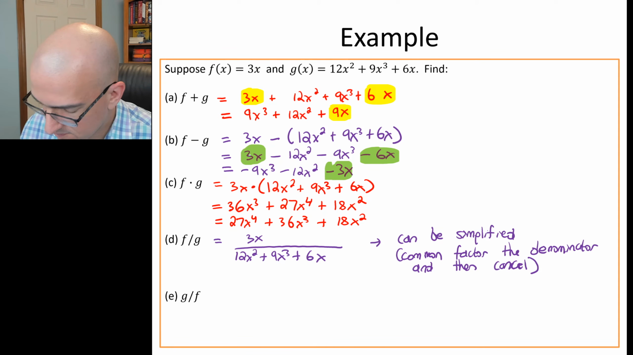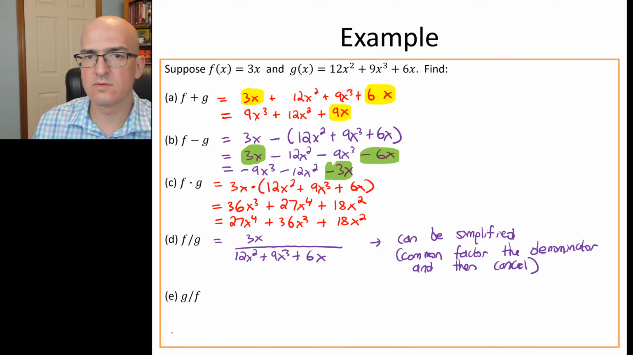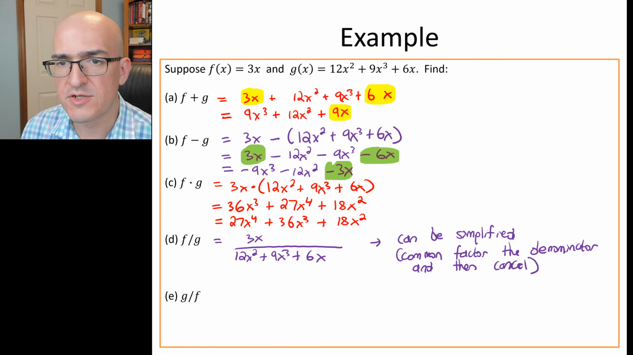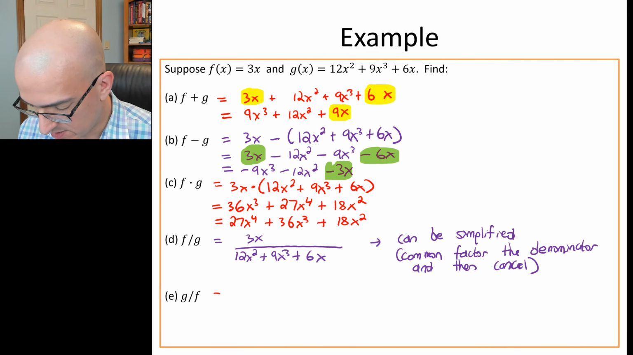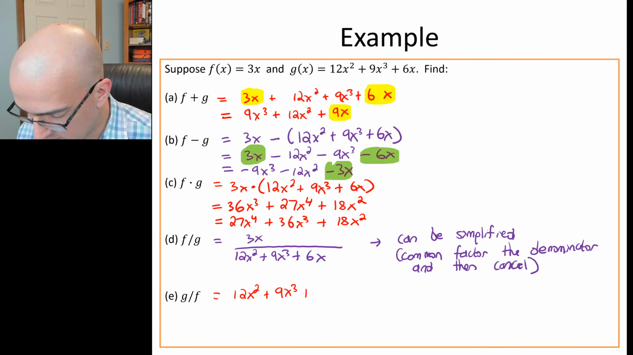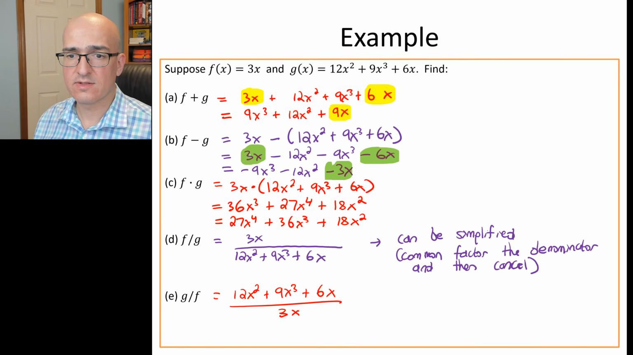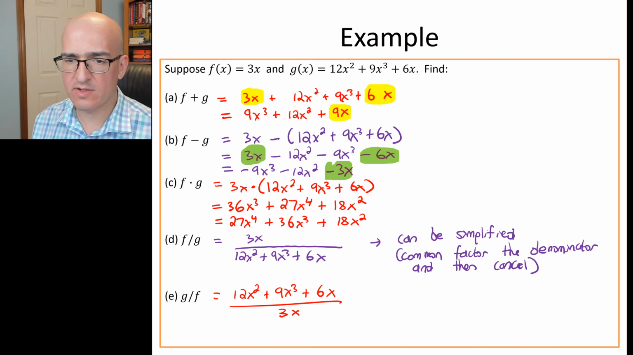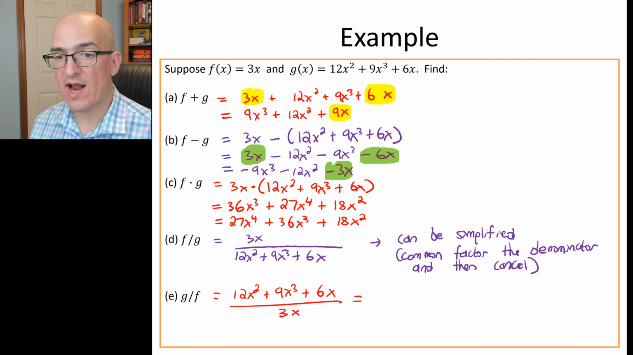Okay, and then the last problem here. Check the time. Ooh, okay. I want to keep these to 20 minutes, but it's not happening. G over f. So we're reversing the order of the division. That'll be 12x squared plus 9x cubed plus 6x, all divided by 3x. That's the answer. We can simplify it, and maybe I'll do this one. Maybe I'll simplify it. So I'm going to do the common factoring step.